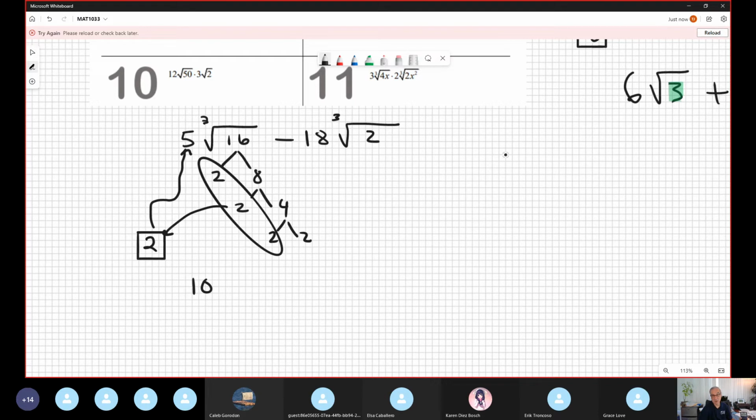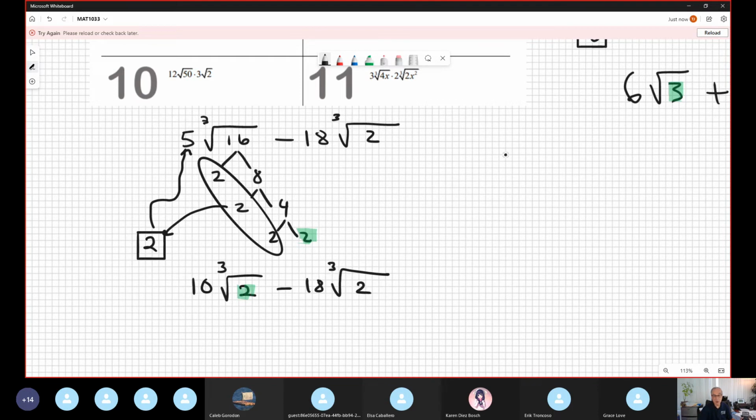because it's a factor. One typical mistake of the student is to put 2 plus 5 is 7. No, it's times. It's multiplication. It's a factor, and the other 2 stays inside. So we get 10 cubic root of 2, minus 18 cubic root of 2.